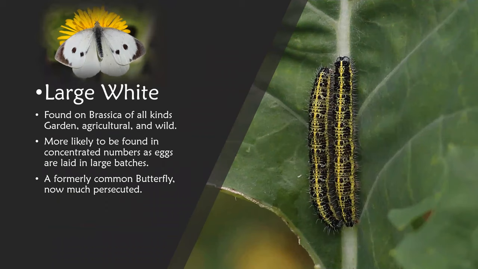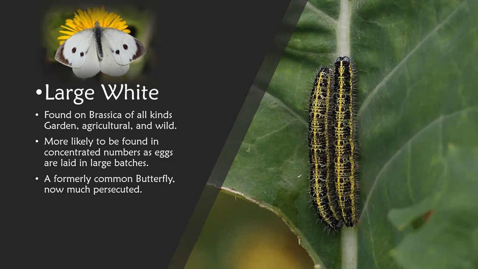The very different large white is not quite so common as it used to be due to persecution. However, every once in a while, they can gather in fair numbers. The scourge of the cabbage patch are a wondrous sight to see in spring, the flapping white flags against a clear blue sky. Away from garden or commercial brassica patches, they can be difficult to find in wild cabbage species.